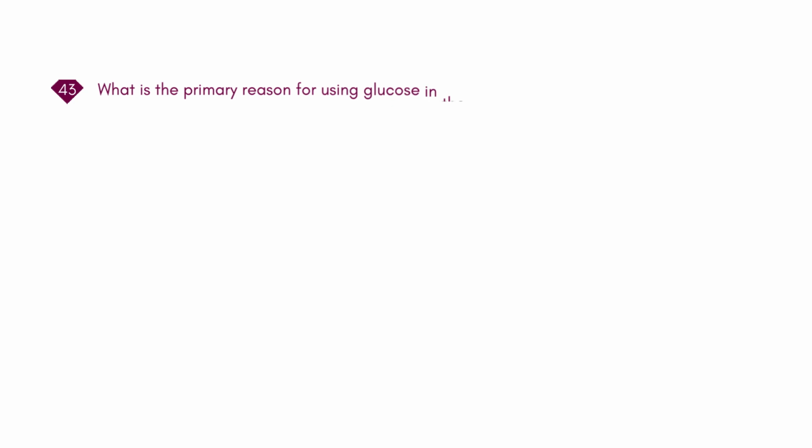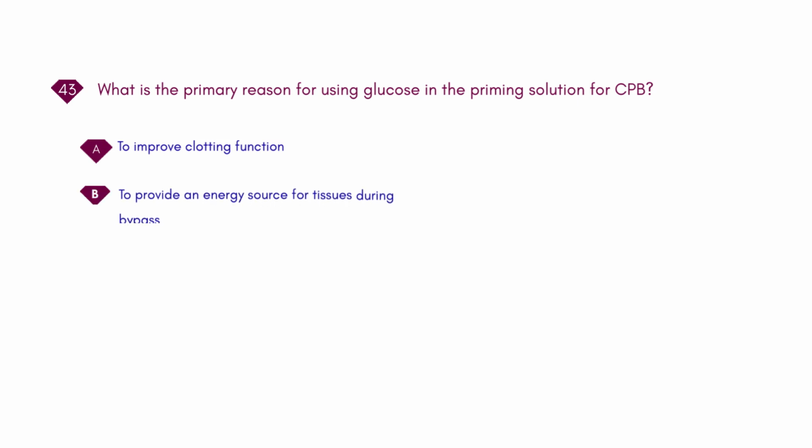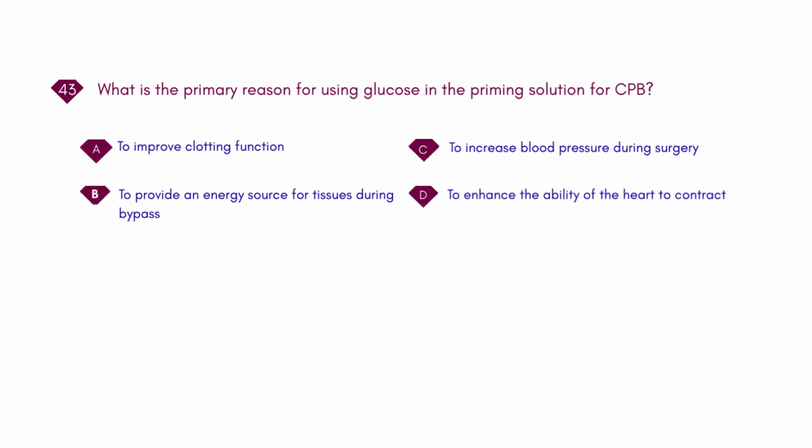What is the primary reason for using glucose in the priming solution for CPB? A. To improve clotting function. B. To provide an energy source for tissues during bypass. C. To increase blood pressure during surgery. D. To enhance the ability of the heart to contract. Answer: B. To provide an energy source for tissues during bypass.